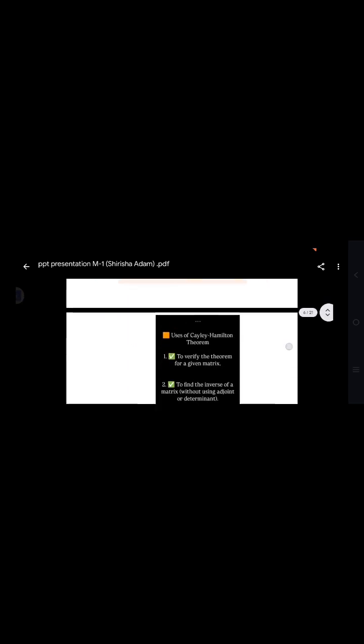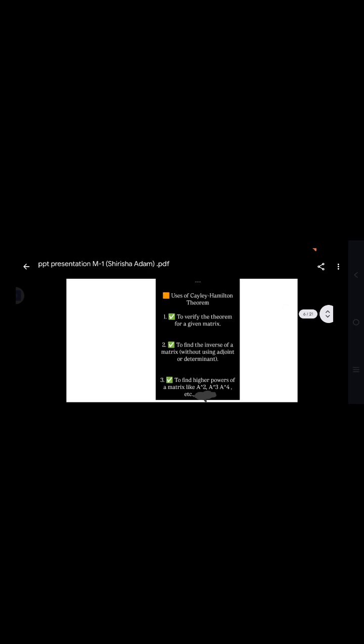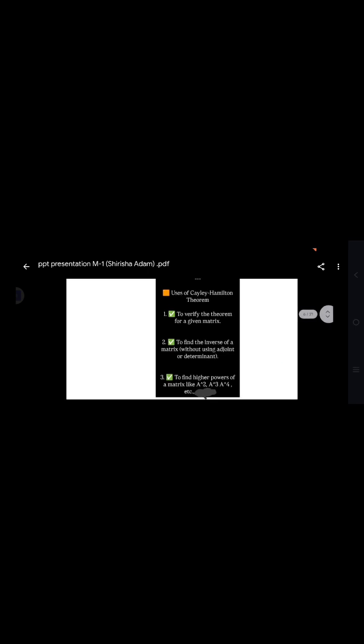There are three types of questions asked in the exam, and we also say there are three uses of the Cayley-Hamilton theorem. That is, to verify the theorem, to find the A inverse of the matrix, and to find the higher powers of the matrix like A square, A cube and A raised to 4, etc.